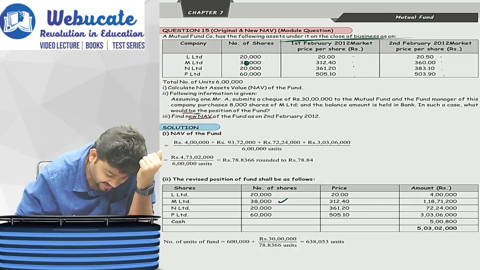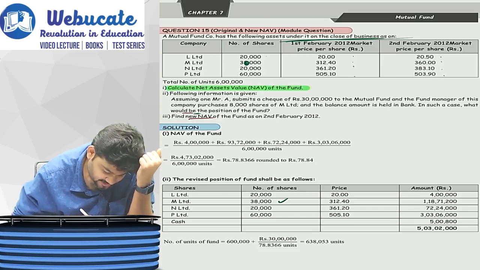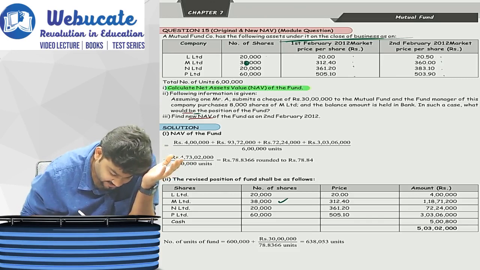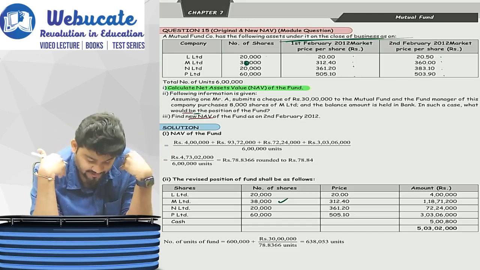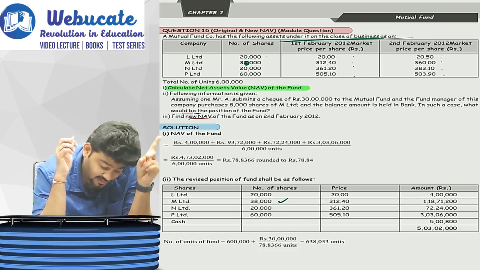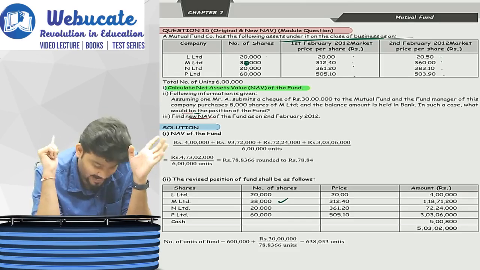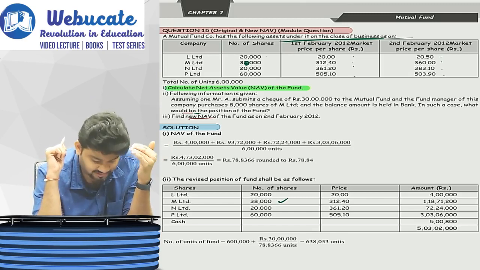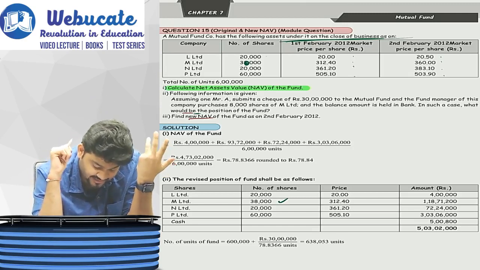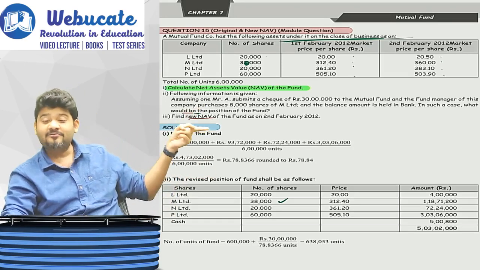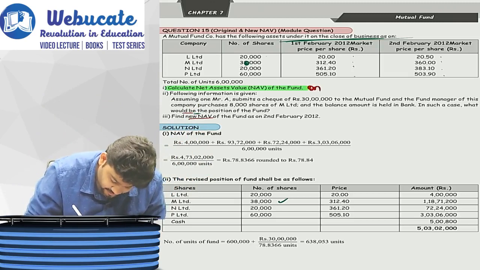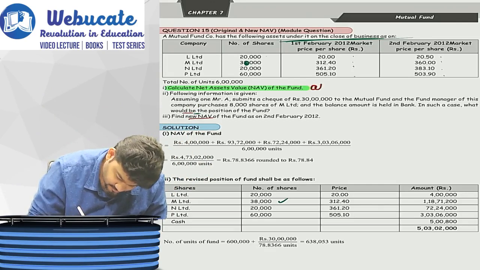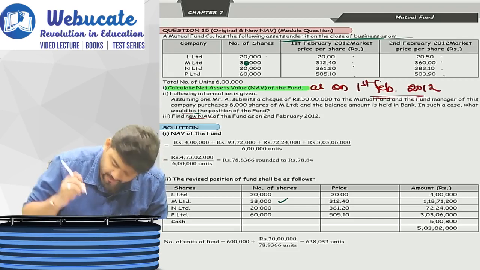Calculate the net asset value of the fund. Then from the following information, assume one Mr. A submits a check of 30 lakh to the mutual fund, and the fund manager of this company purchases 8,000 shares of M Limited and balance is held in the bank. In such a case, what would be the position of the fund? And find the NAV of the fund as on 2nd February. So, if they have asked the NAV on 2nd February, it's very much obvious that this NAV is of 1st February. So, NAV as on 1st February.